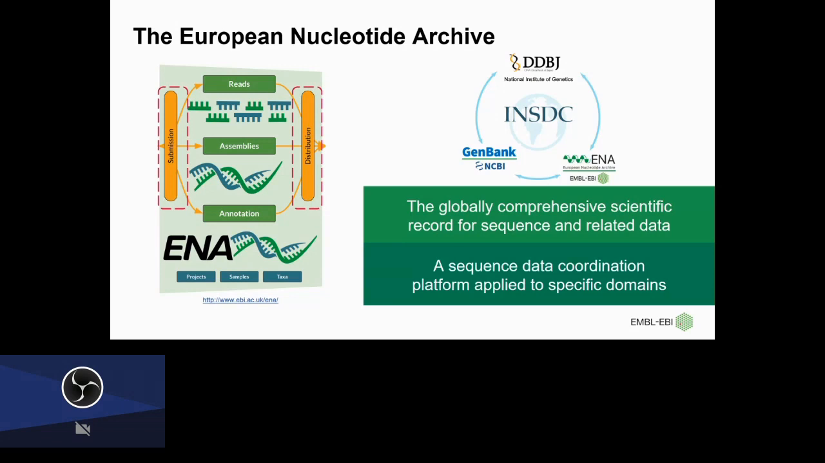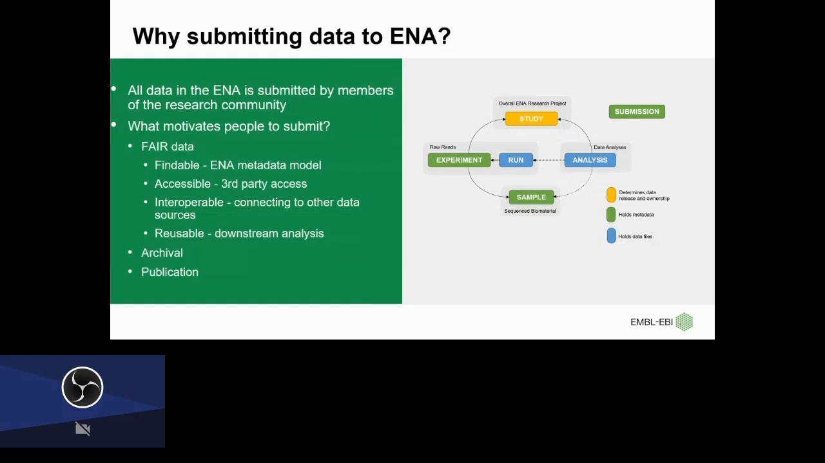As with any archive, we have a submission side as well as a distribution side, and the genome data archived in ENA or INSDC databases falls roughly into three categories: reads, assemblies, and annotations. For this data to be accessible, findable, reusable, and interpretable, we build comprehensive metadata models, which I'm going to elaborate on a little later. We have existed since the late 1980s.